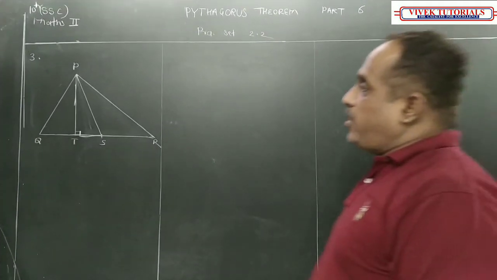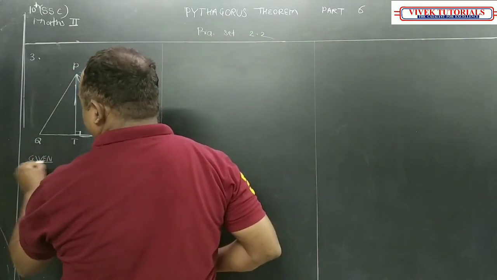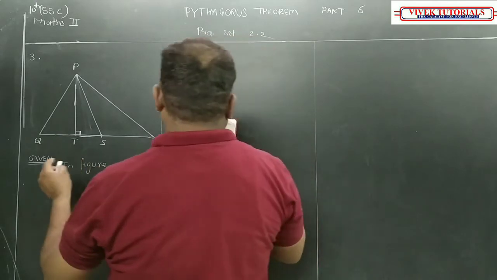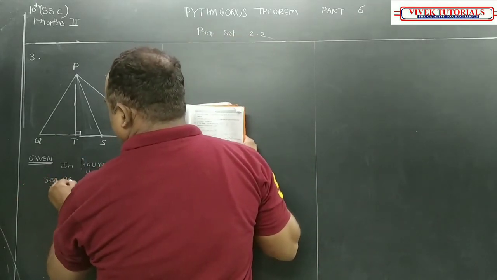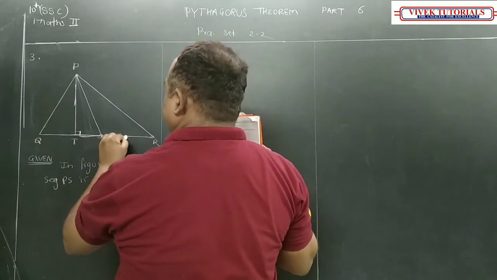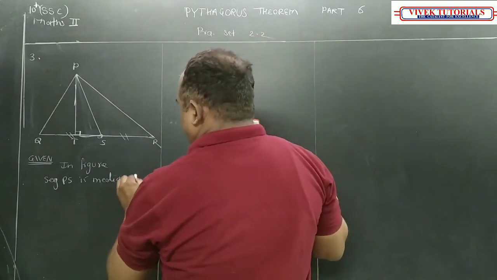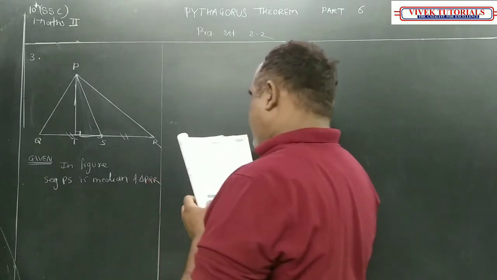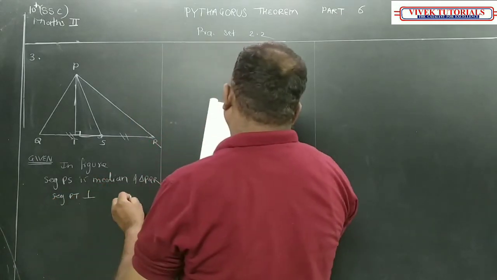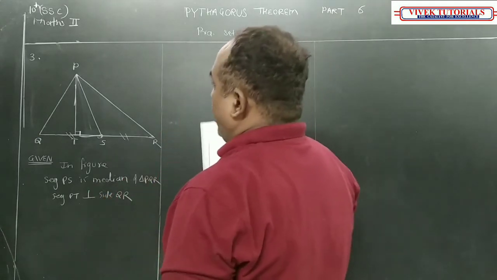Now, this is the question they have given for the third question. In the figure, given, segment PS is a median. Segment PS is a median. Median means this is a midpoint. This is congruent to this. Okay. Next, PS is a median of triangle PQR. Segment PT is perpendicular to side QR.